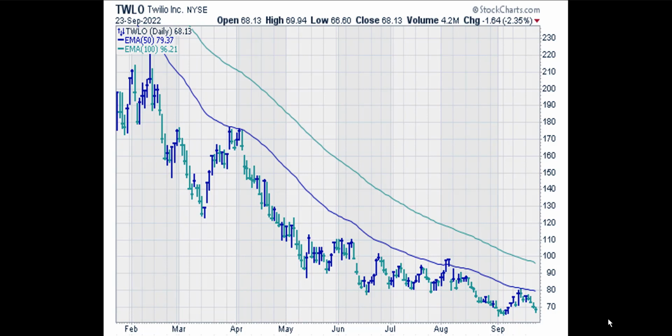Now we're going to look at the daily chart. A stock is in a bear trend on a daily basis if the 50-period or 50-day exponential moving average is below the 100-day exponential moving average. The blue line is the 50-day EMA line, and the green line is the 100-day EMA line. The daily chart shows that the blue line has been below the green line since the chart started, so the daily trend is down. Since the monthly and daily trends are both down, TWLO is on our sell list.